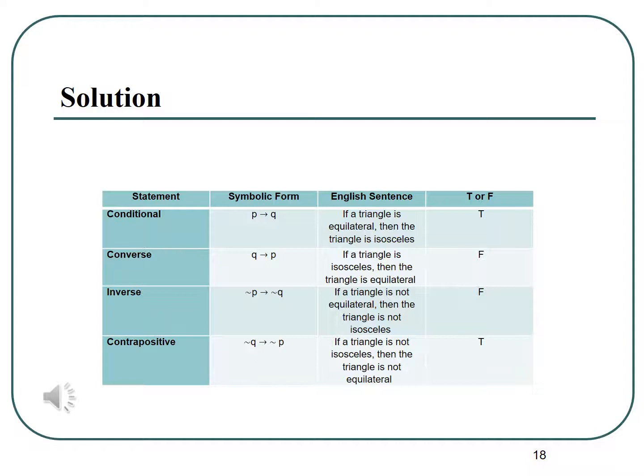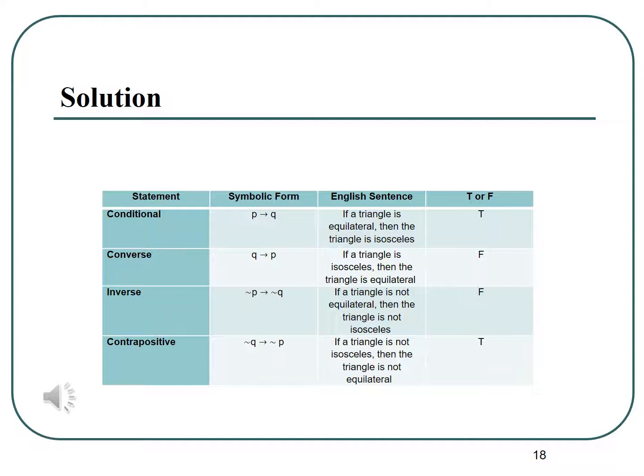Let's hop back up to the converse. The converse, we just flip the Q and the P, and you get Q implies P. If a triangle is isosceles, then the triangle is equilateral, well, that would be false because you could have an isosceles triangle. It could be a right isosceles triangle, for instance, where you have a 90 and two 45s, and that definitely is not equilateral.